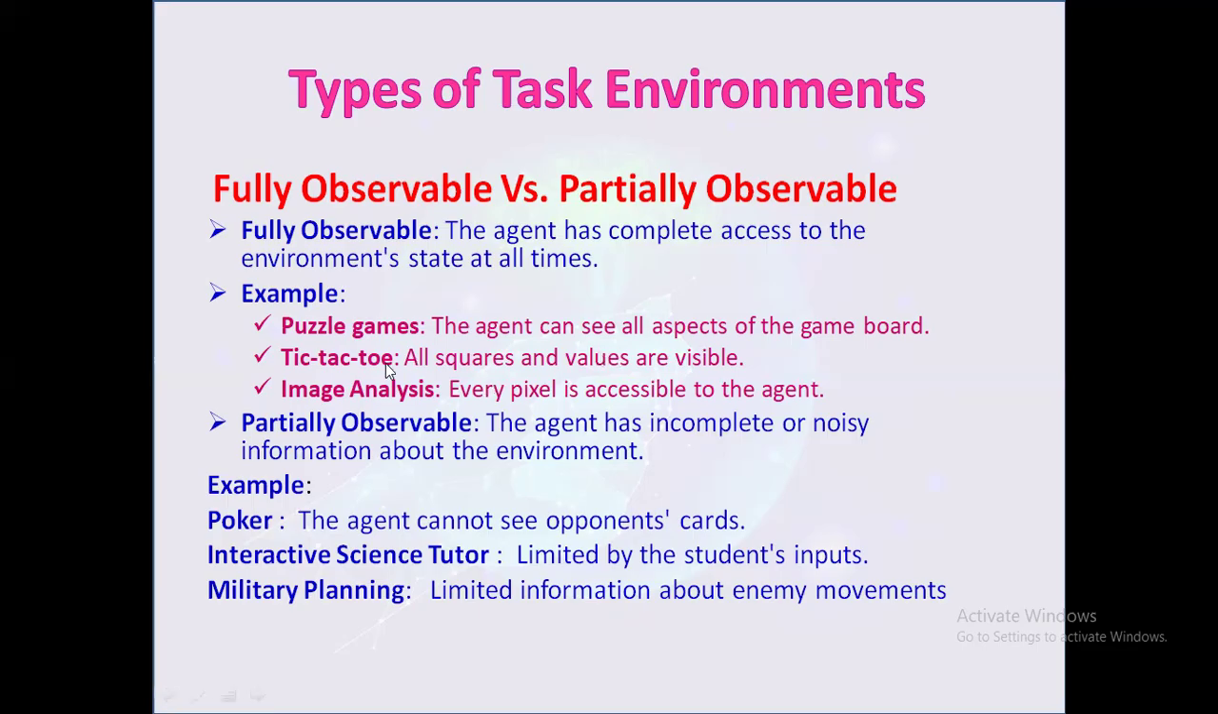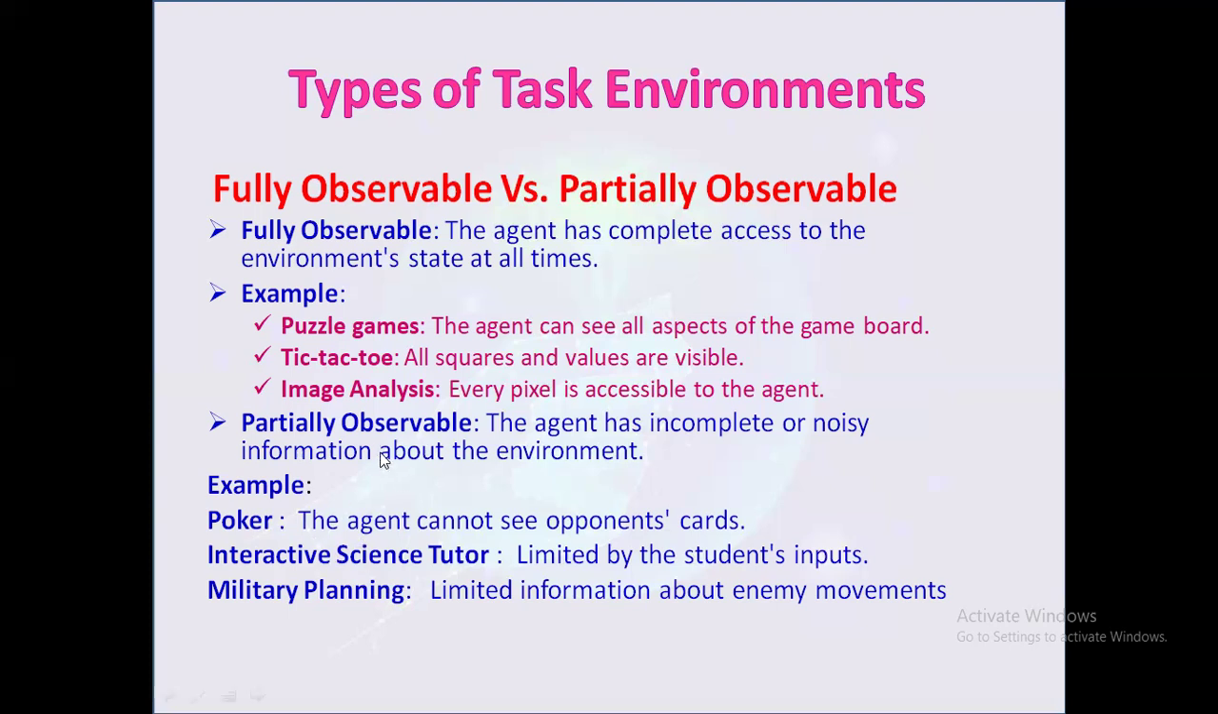The next example is tic-tac-toe. In this case, all the squares and values on the game board are visible, allowing the agent to easily determine the best move by considering all possible states of the game. The third example is image analysis. In an image recognition task, the agent has access to every pixel in an image, allowing it to process and analyze the image entirely without missing any details.